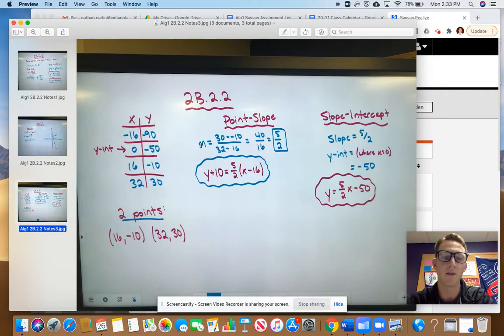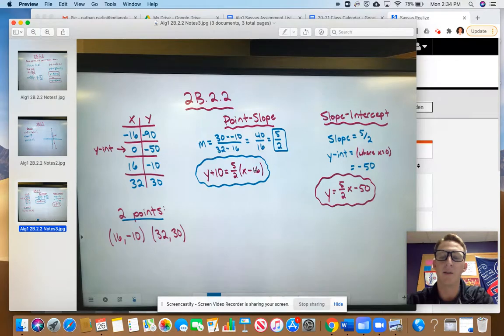So we got to find the slope. M equals y2 minus y1 over x2 minus x1. That's 40 over 16. 8 goes into 40. 8 goes into 16. 40 divided by 8 is 5. 16 divided by 8 is 2. Or you could just keep dividing by 2 until it's all the way simplified. And then we just plug it in. So I'm going to use this first point. Y minus -10 becomes y plus 10. And then that's our slope, and then x minus 16.